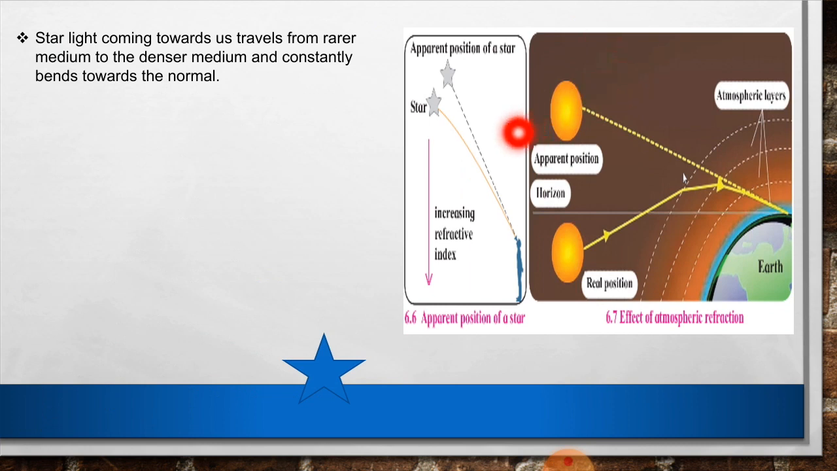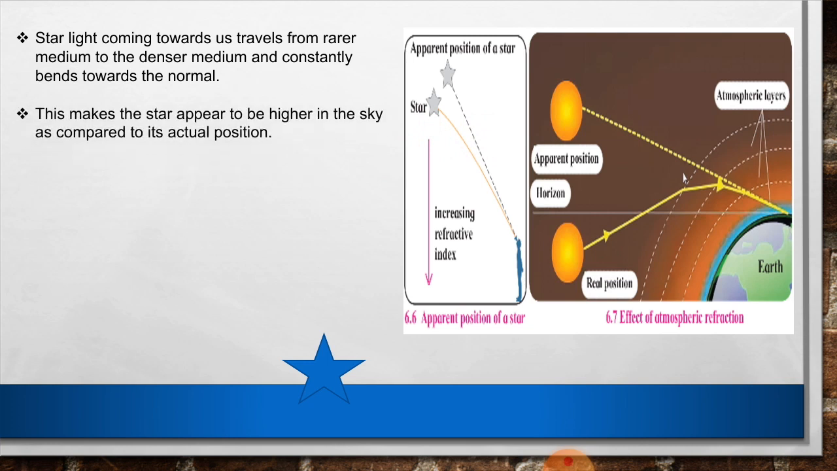Starlight, when it comes towards us, comes from air to us. So air is a rarer medium. So it comes from the rarer medium to the denser medium and it bends towards the normal. Yes, this makes the star appear to be higher in the sky as compared to its actual position.